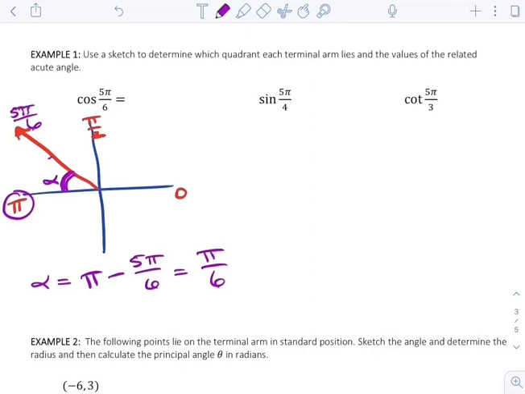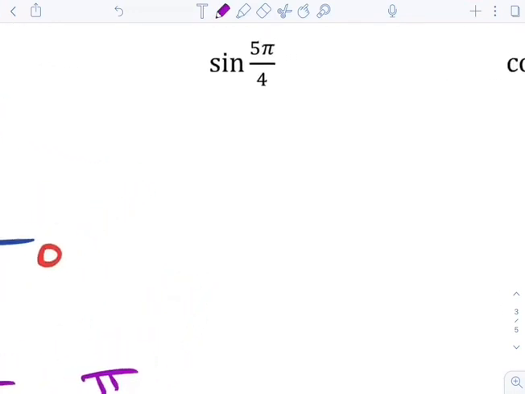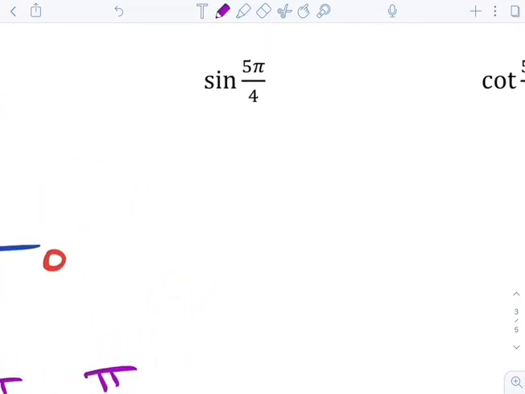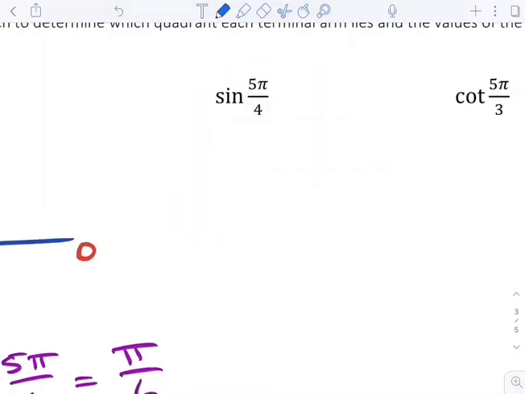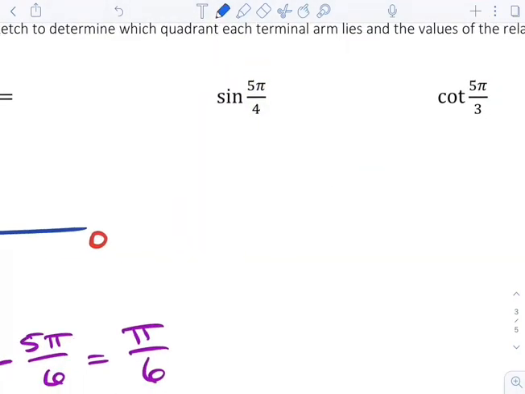Normally the denominator is going to give it away a little bit as to what the related acute angle is going to be. We have 6 on the bottom here. I could get 6 over 6 and subtract them, but the 6 kind of tells me quite a bit about it. Same goes over here. I see a 4 as my denominator. That might be important to me, but let's check. Sine 5 pi over 4.